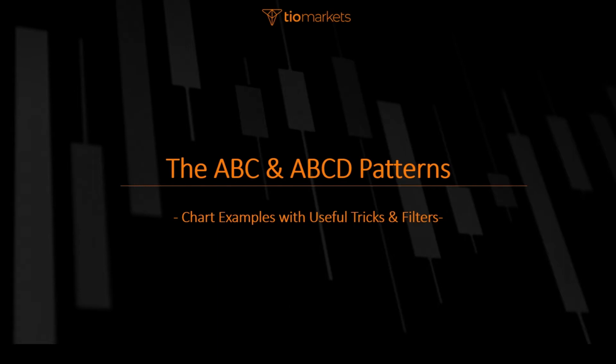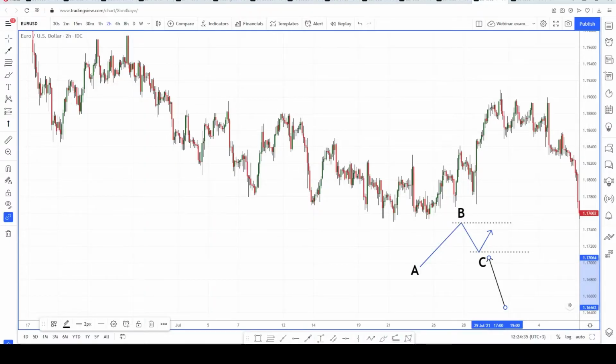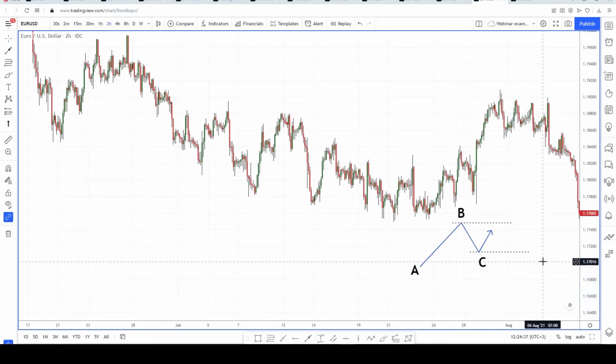And I'm going to spend some time with the charts. I'm going to give you some useful tricks and filters on how to benefit from these formations. So, first of all, yeah, Albert, it's true. It looks a lot like a wave pattern. It is basically.